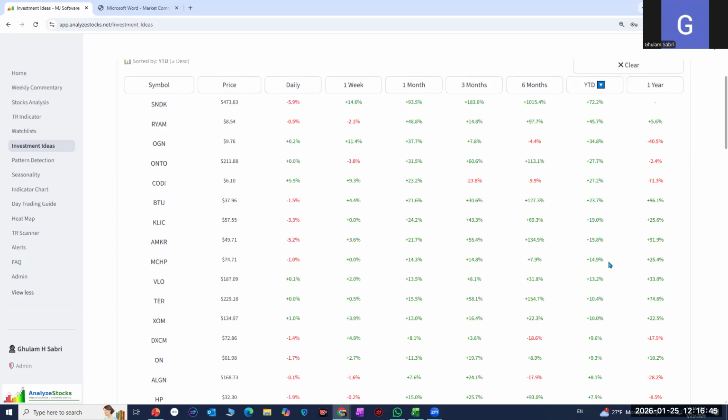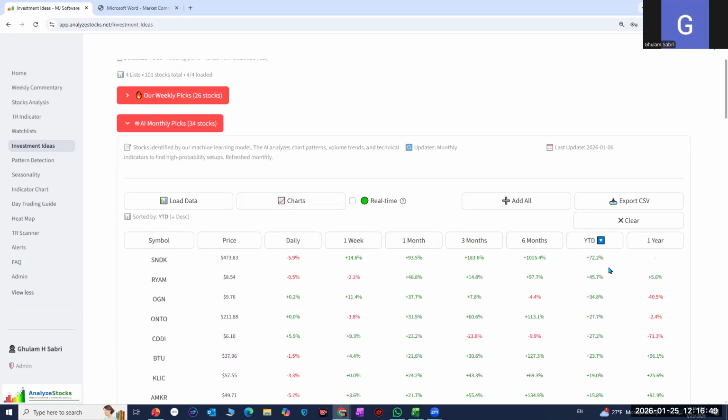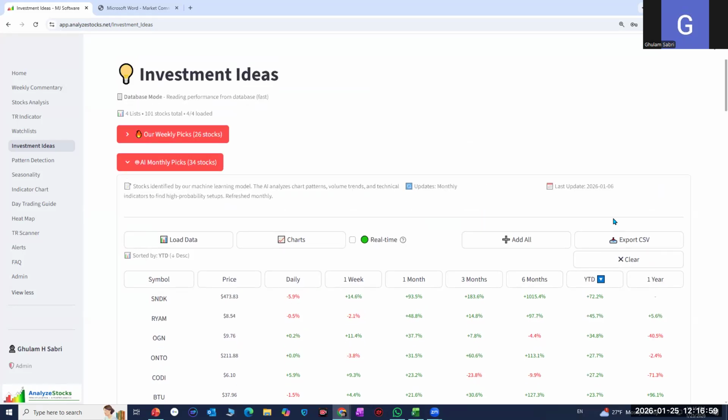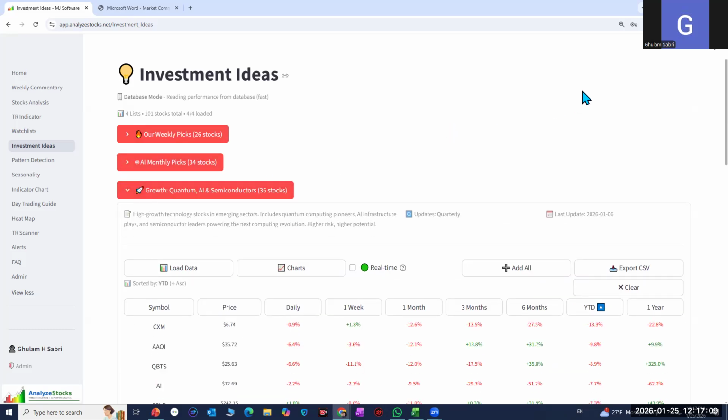So the point is, these stocks or these lists can give you an idea, from where you can select a couple of them which look attractive, and then we will analyze those. So this can provide you a source of stocks, and those are very thoughtfully analyzed, especially these weekly picks, which are my hand picks, my own. AI is through an AI agent. Similarly, this growth, quantum, AI, and semiconductors.